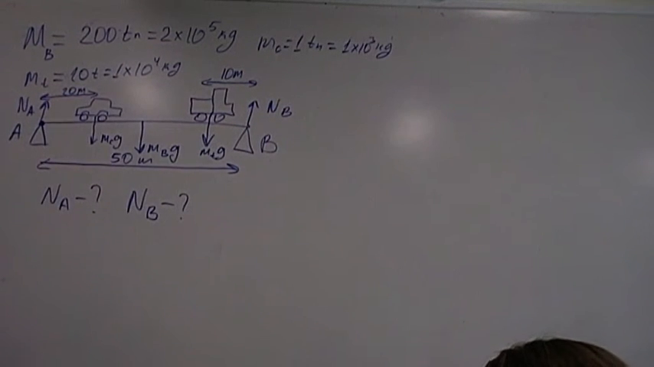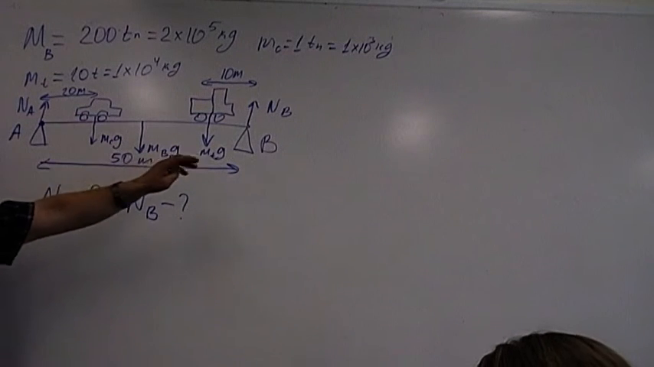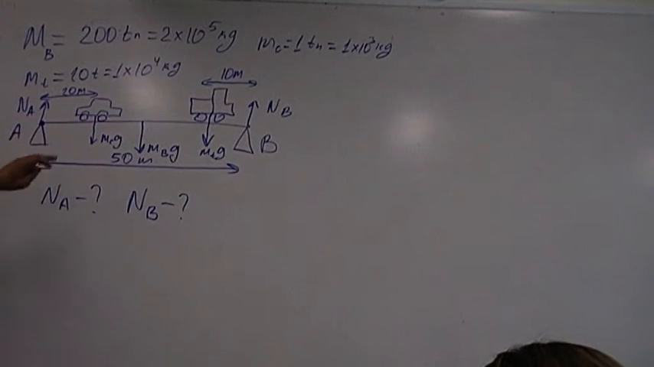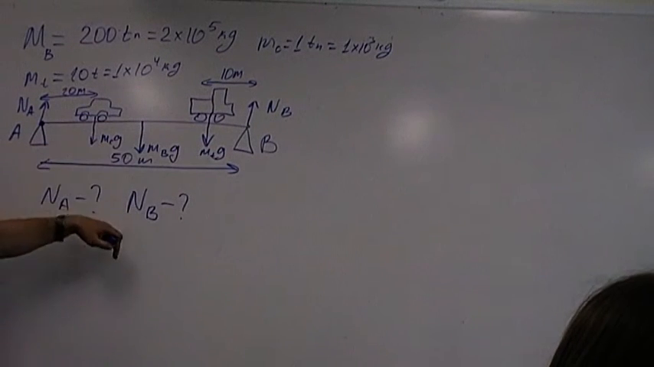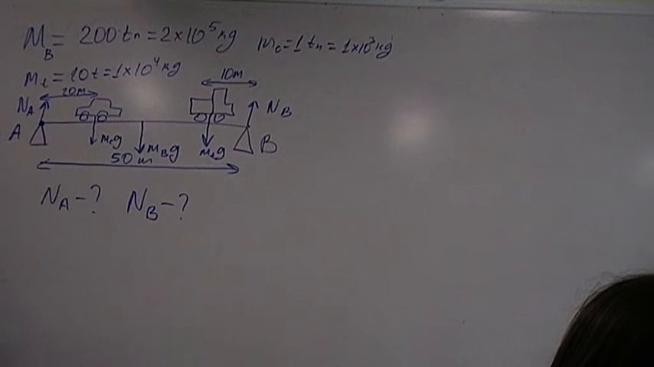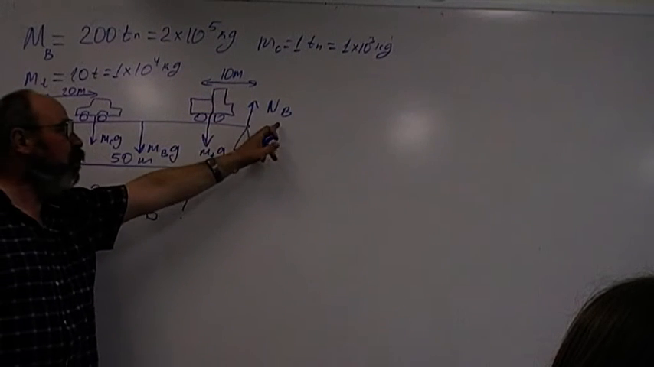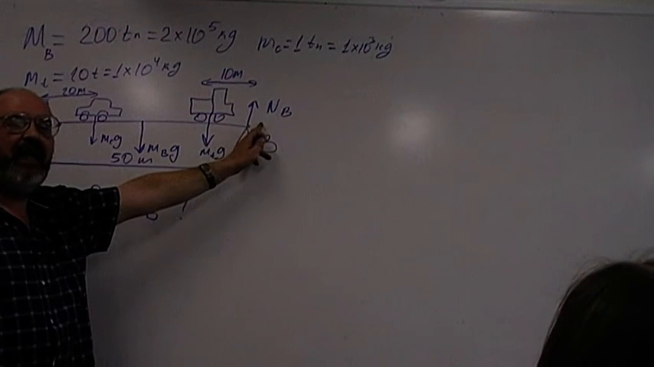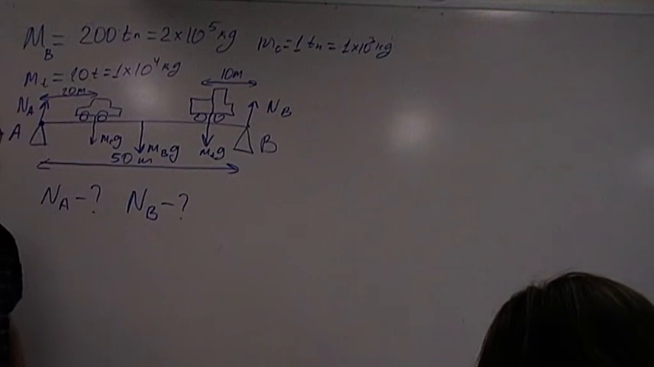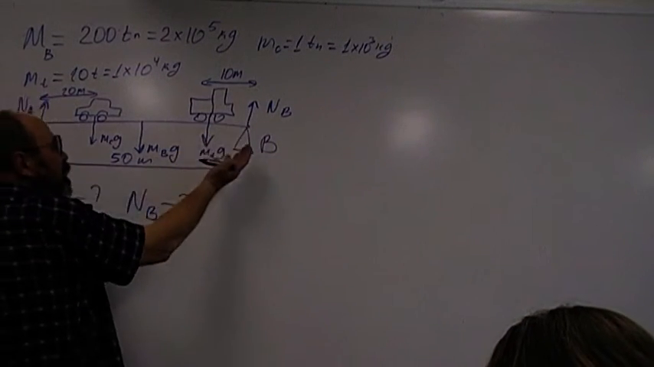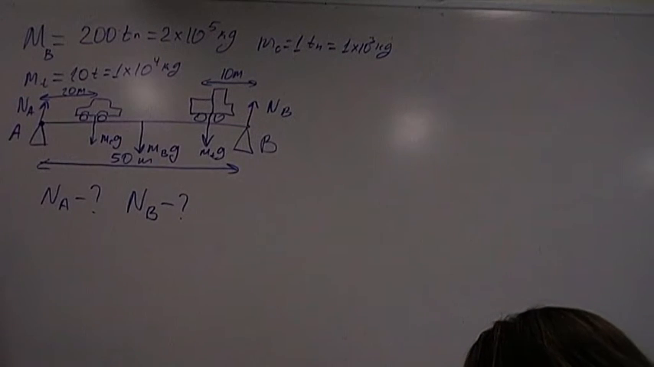So which forces will try to rotate the bridge around point A clockwise? The truck, the weight of the bridge, and the car. What's trying to rotate it anti-clockwise? The normal reaction at B. These three try to rotate it this way, and this one tries to rotate in the opposite way.